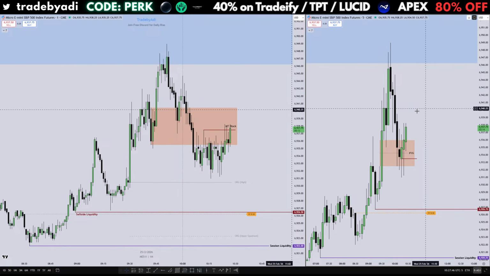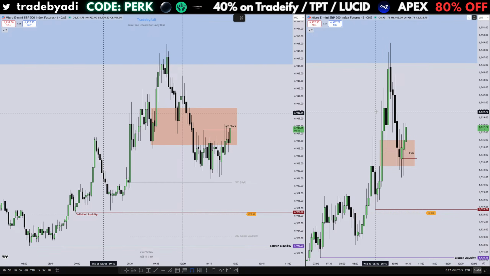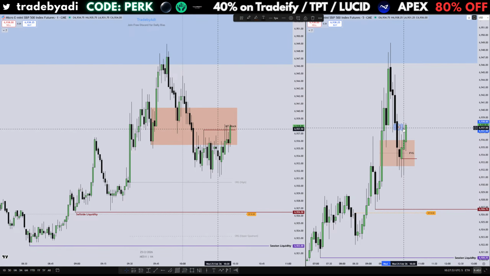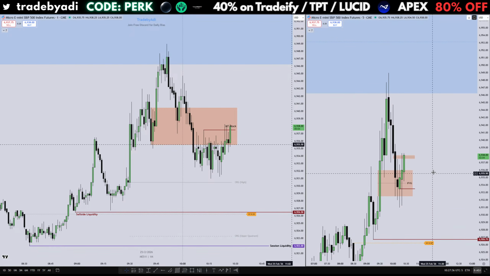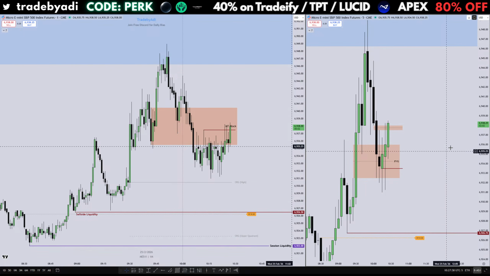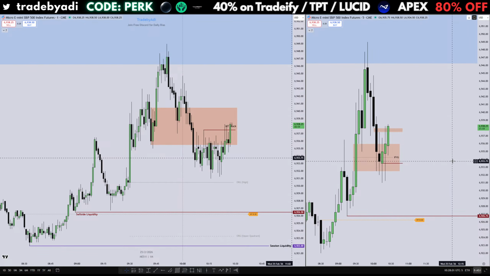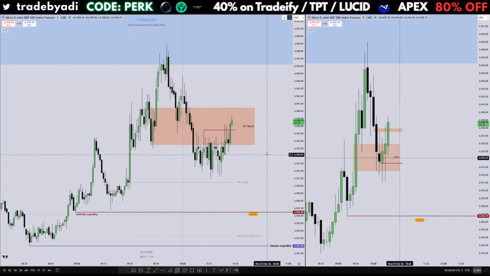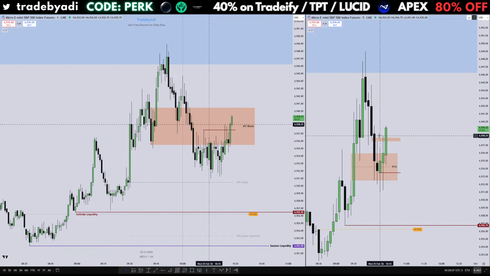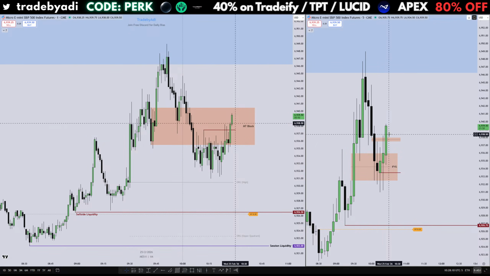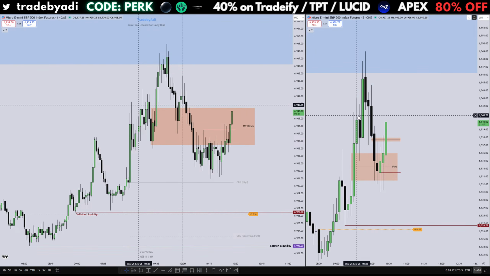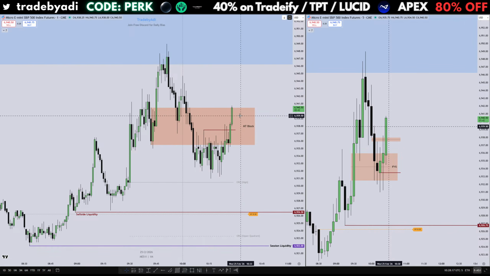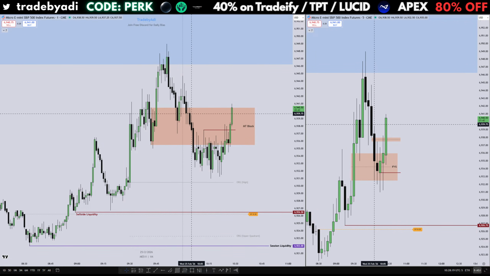If this fair value gap is disrespected, then our idea will fail. This gap. I want to see how the price is going to close on a 5 minute. Let's see. Because on a 1 minute it already showed that it is not going to respect anymore.